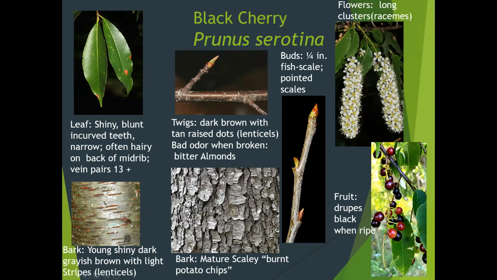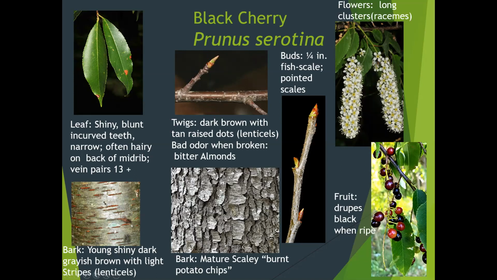It's important bird food. But the leaves, when you're comparing them side by side, this is much longer and skinnier, but also the top of the black cherry leaf is waxy and shinier than the leaf of the choke cherry. And the teeth are blunter and they're incurved, whereas the choke cherry leaves are much sharper. And the young bark is shiny and dark with grayish and brown light stripes, the lenticels again.